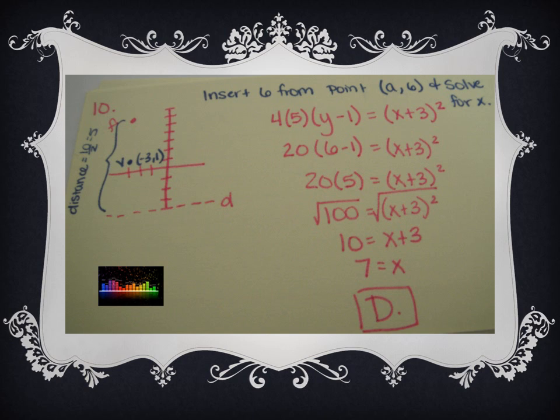6 minus 1 is 5. Then we multiply 20 times 5 to get 100. To solve for x, we must square root both sides and get 10 = x + 3. Subtract 3 on both sides and we get 7 = x, which answer choice is D.